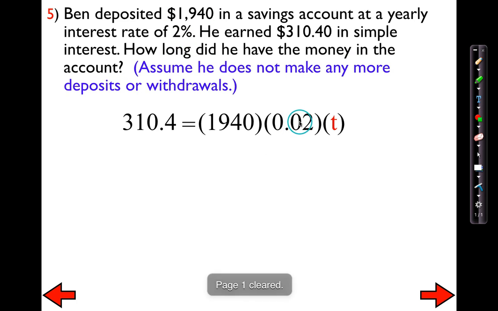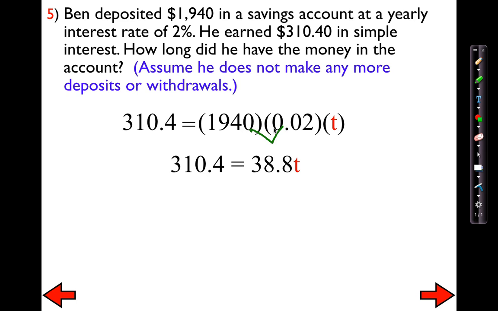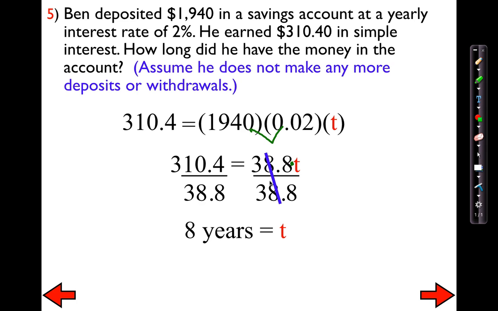Same numbers. I'm going to first simplify this by multiplying it, which is going to give us 38.8. Now to solve for t, this means 38.8 times t. So I'm going to do the inverse, which is divide both sides by 38.8. And that's going to leave me with 8 equals t. Now t is measured in years, so that would mean he had the money in for 8 years.